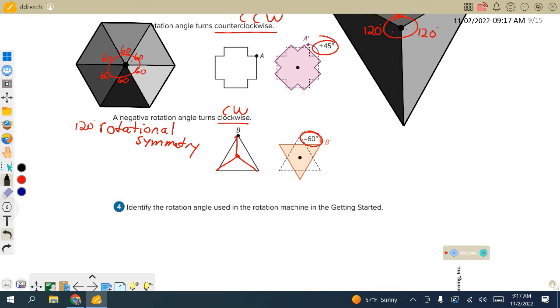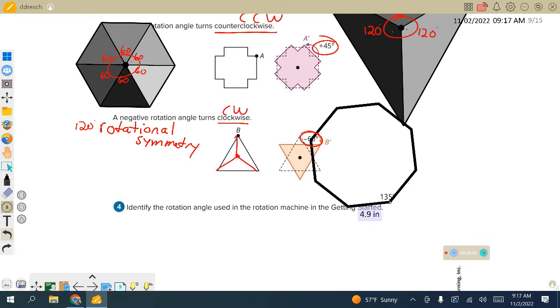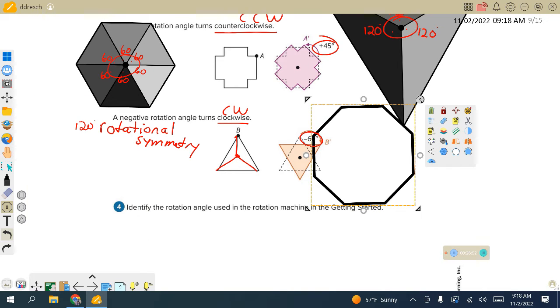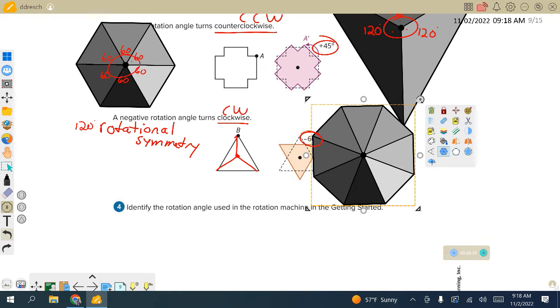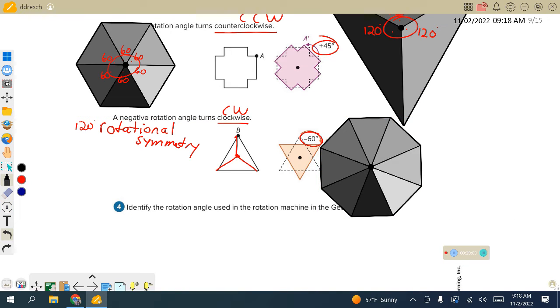All right, how about this next one here? Let's go with an octagon. How many equal triangles in an octagon? 8. Now what is that degree rotation there? You might have your phone out. What's 360 divided by 8 give you? 45. Yeah, that's a 45 degree rotation. So we say that this octagon has 45 degree rotational symmetry, and so on and so on.